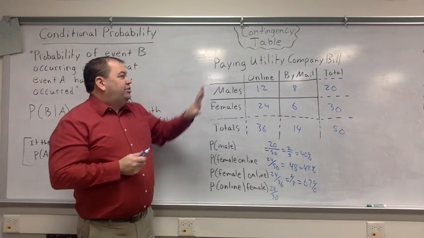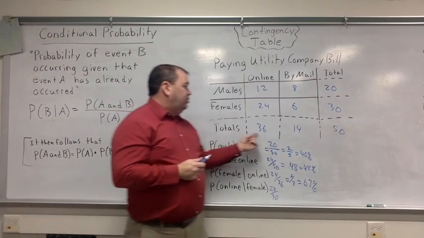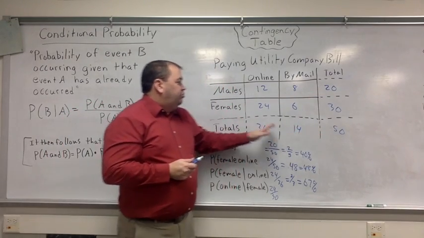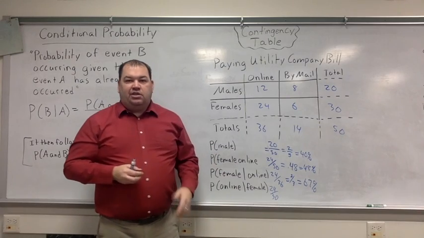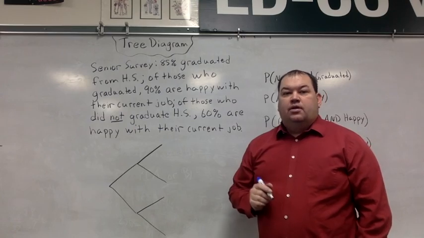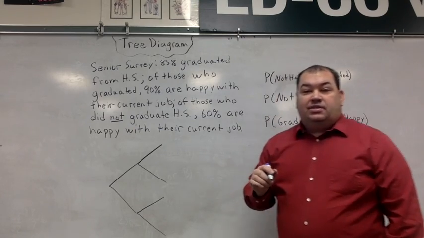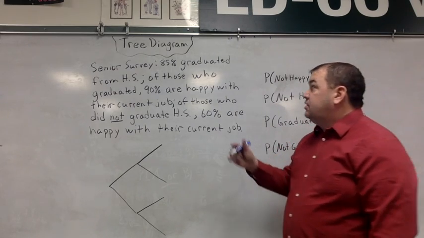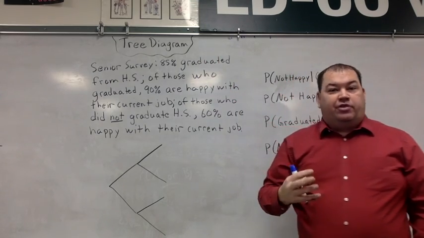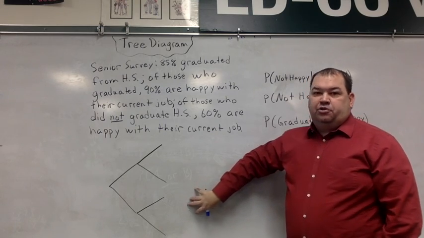So that's kind of how we use a contingency table. Feel free to add the totals if they aren't there. This particular chart did not have the totals in it. I added them. Now, the other way we tend to see these conditional probabilities is in a tree diagram. Now, for this example, they didn't give me the tree diagram.